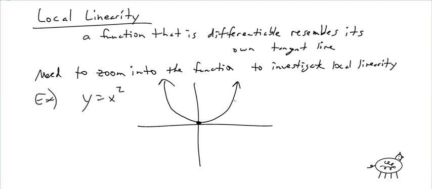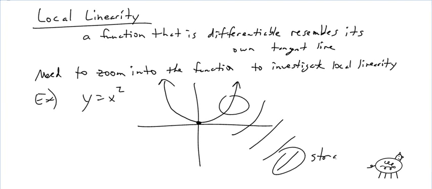Okay, and for the heck of it, let's look at this spot right here. If I zoom in, you're going to see a graph like this, and you're going to zoom in even more. It's going to look like this, and eventually it's going to be a straight line. And if it's a straight line, that's why they call it locally linear, because it is a straight line. Okay, and that's what I mean by local linearity.